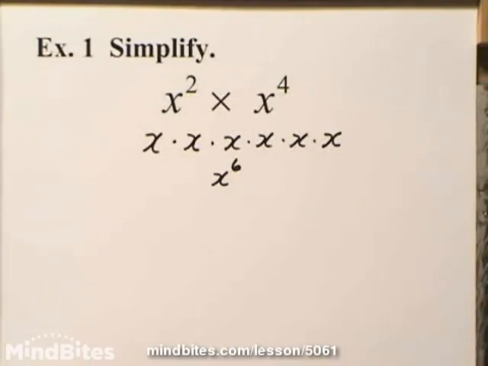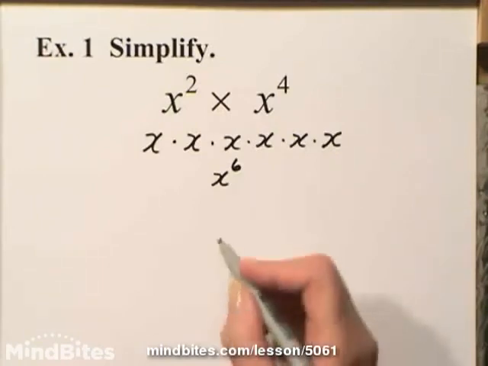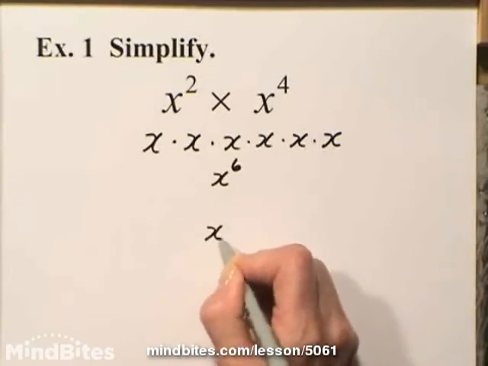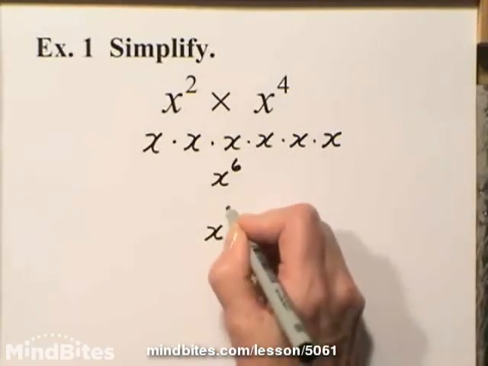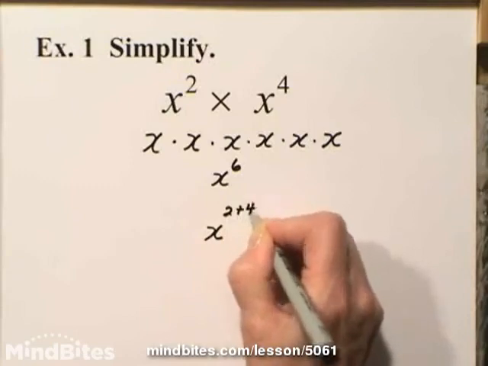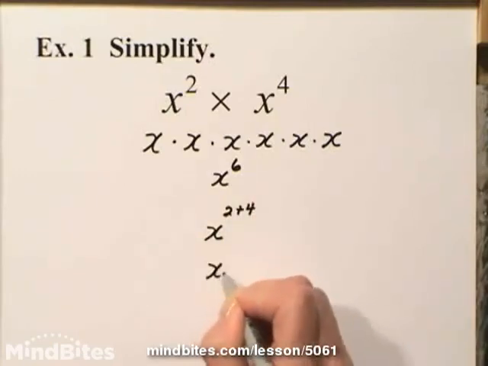To use the law of multiplication, instead of expanding like that, which takes a long time, all I do is write the base down and add the exponents. So that's x to the 6th.